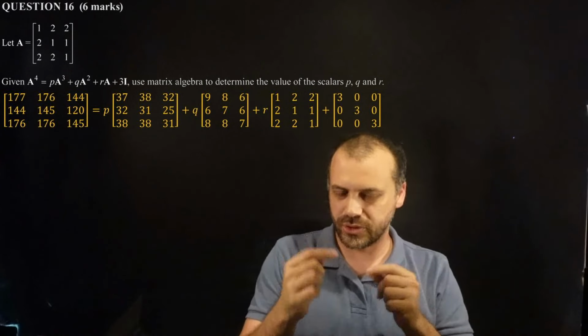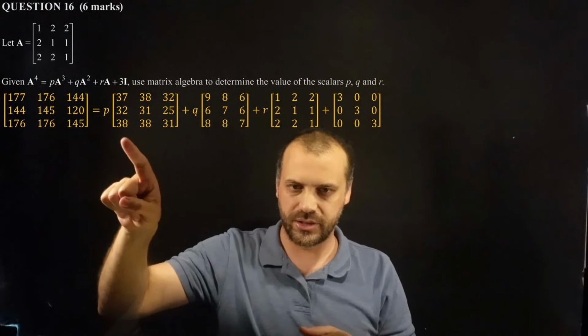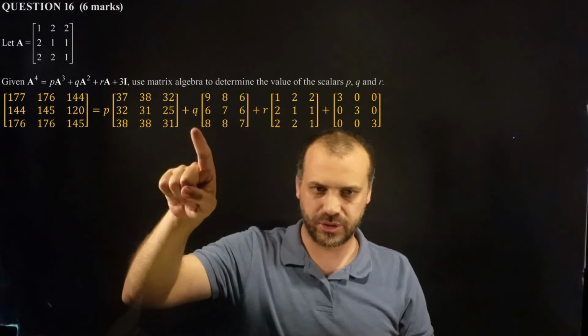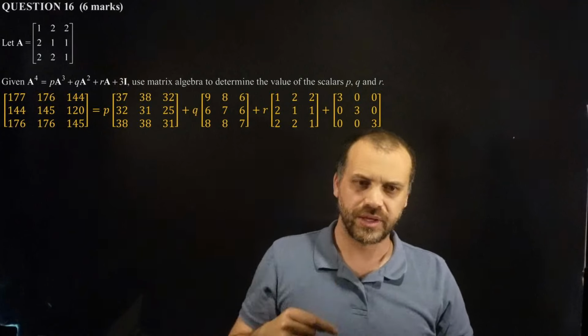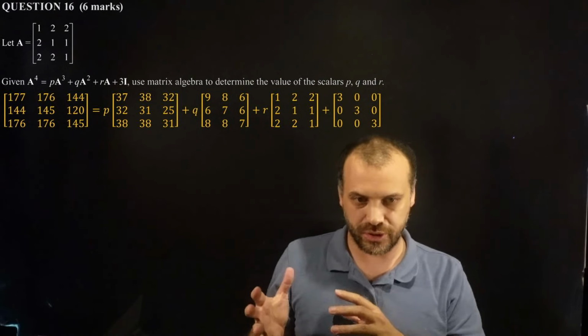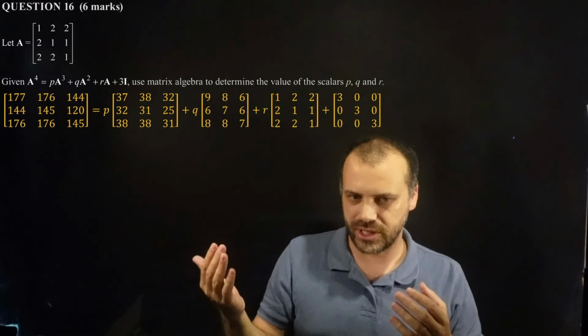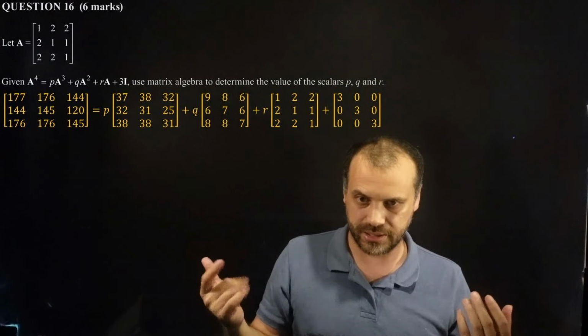Now this is where your mathematical instincts should pop in, and you should go, well, hang on, I've got 3 unknowns. I don't know what P is, I don't know what Q is, and I don't know what R is. 3 unknowns. If I had 3 equations with those unknowns in them, 3 equations, 3 unknowns, I'd be able to solve like a simultaneous equation and come up with an answer.